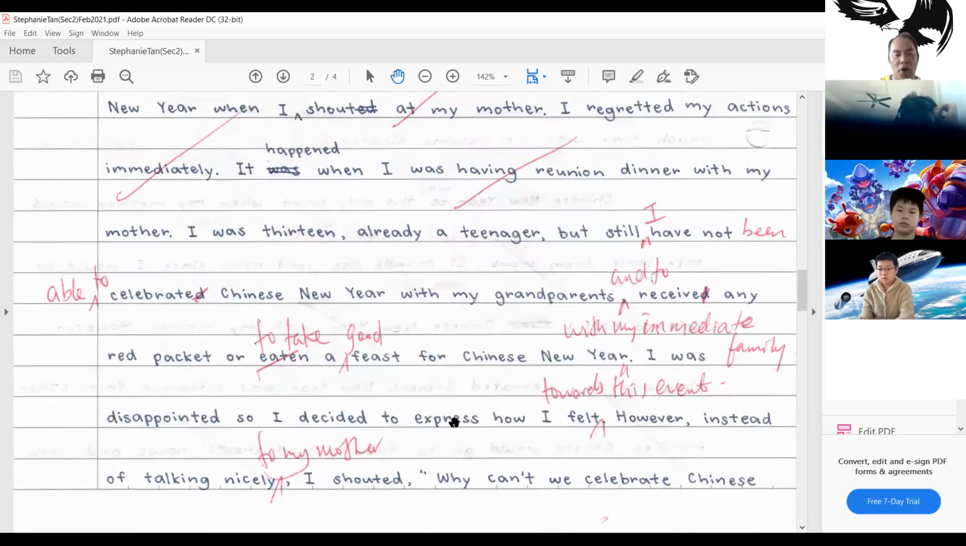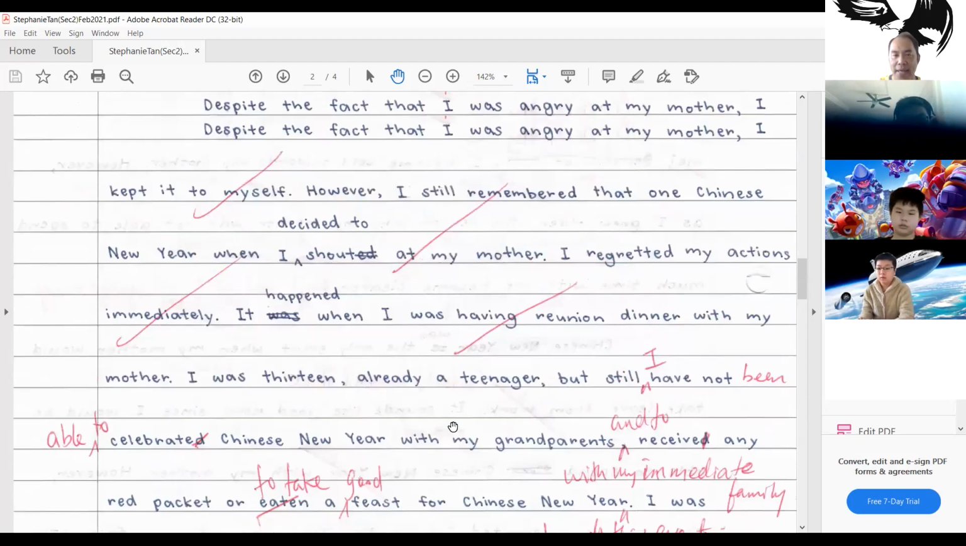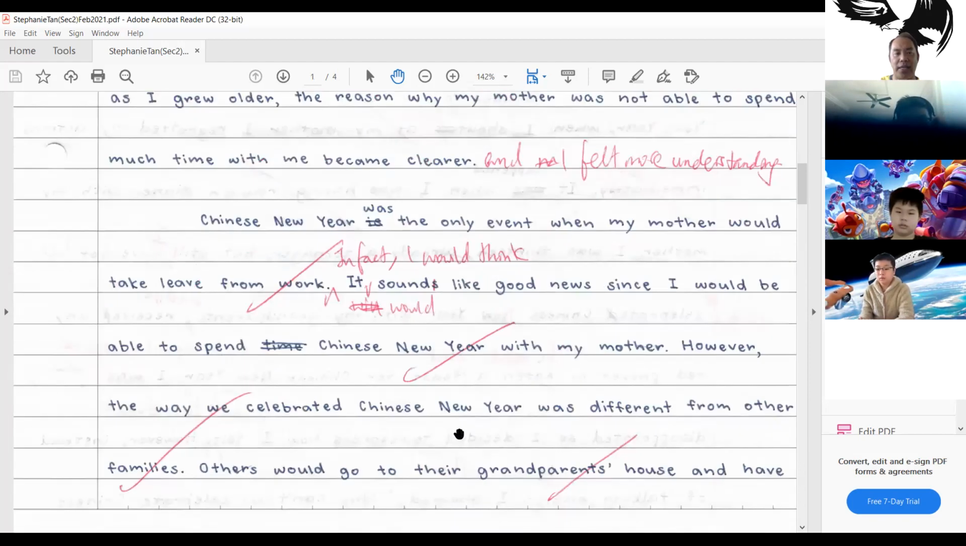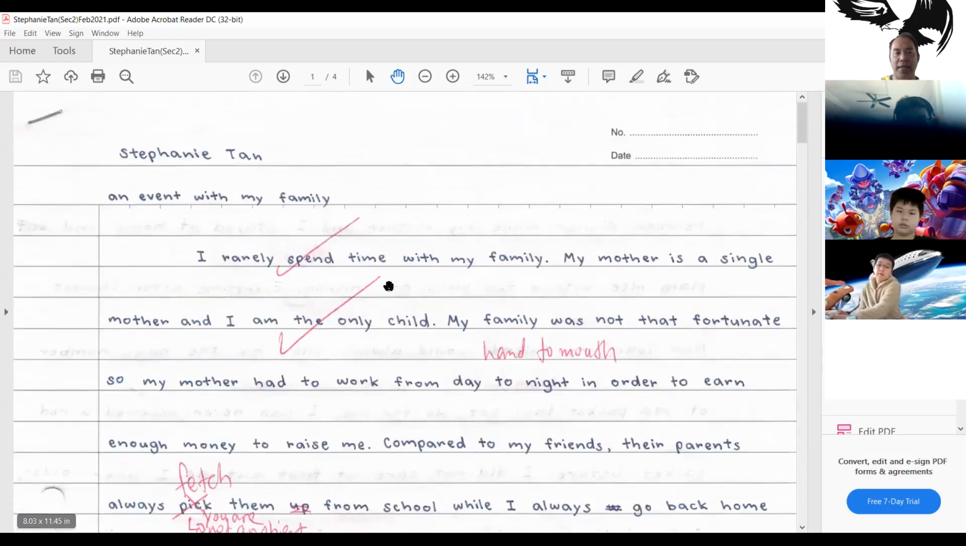I was disappointed. So I decided to express how I felt towards these events. Remember, I keep mentioning the event. An event that you will not forget. Look at the title. You keep mentioning the event with my family.